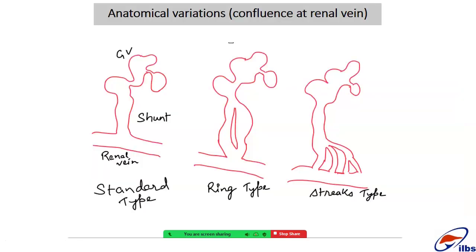Then what are the variations at the confluence at the renal vein? It may directly have a single shunt coming into the renal vein. It may have two shunts which bifurcate and then again join before entering the renal vein. This is known as a ring type. And then there is a streak type where you may have a single shunt coming and they multifurcate and then meet the renal vein at different locations.